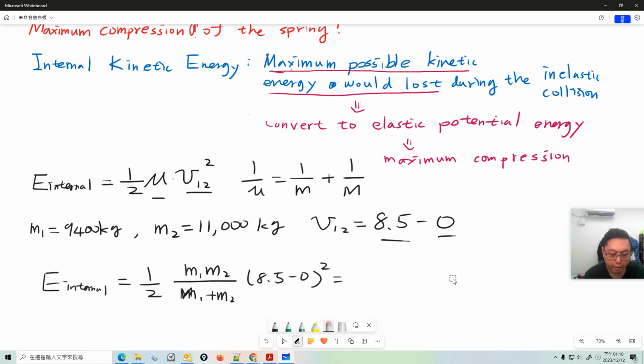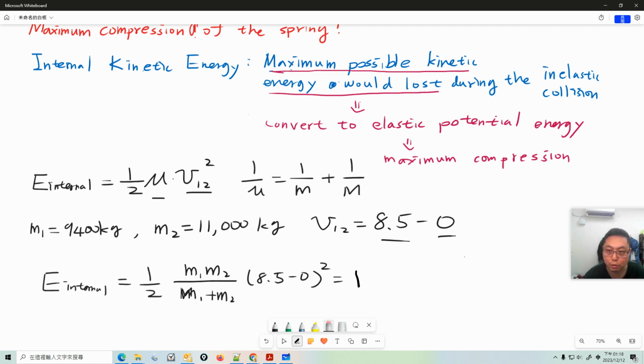Okay. Times 8.5 squared, divided by 2. Because the number is huge, I don't take any digit. The number is small. It's one.